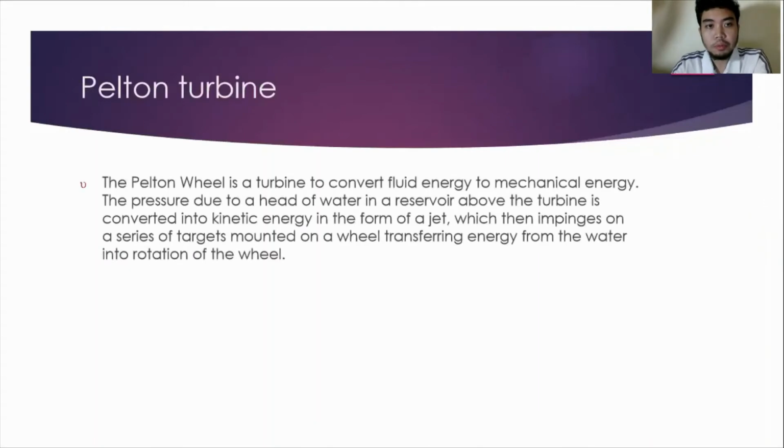The Pelton wheel is a turbine to convert fluid energy to mechanical energy. The pressure due to a head of water in a reservoir above the turbine is converted into kinetic energy in the form of a jet, which then impinges on a series of targets mounted on a wheel, transferring energy from the water into rotation of the wheel. So this is just like an example of the use of the Pelton turbine.